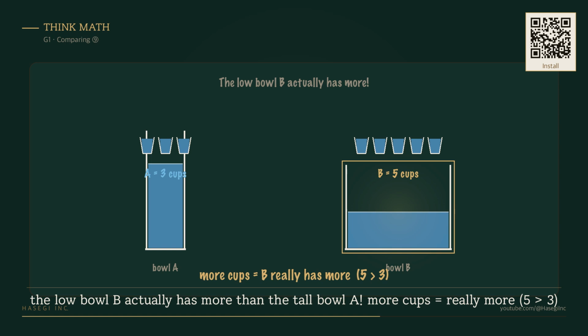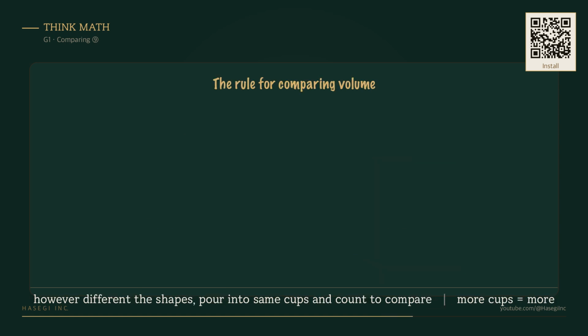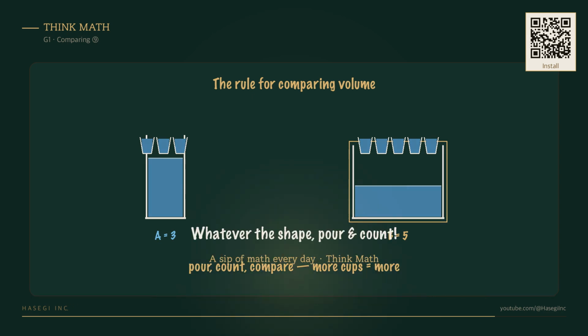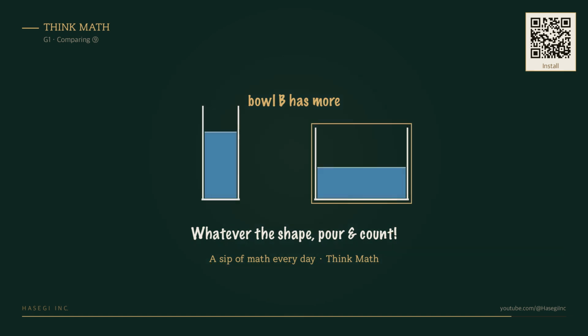The one with more cups, B, is really the bowl with more water. So no matter how different the shapes are, if you pour into the same cups and count, you can compare the amounts. The one that makes more cups has more water. No matter the shape, pour into the same cups and count to compare the amount.